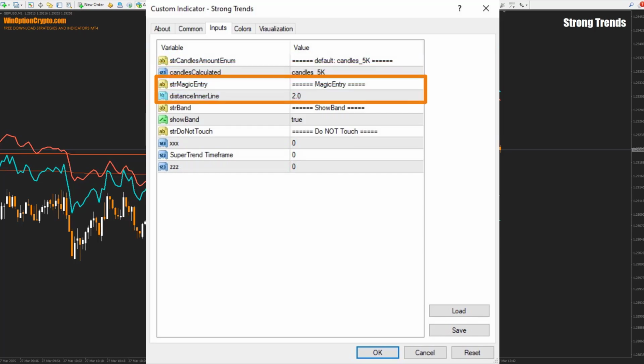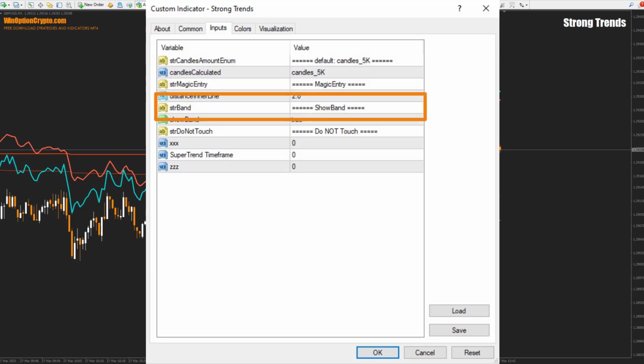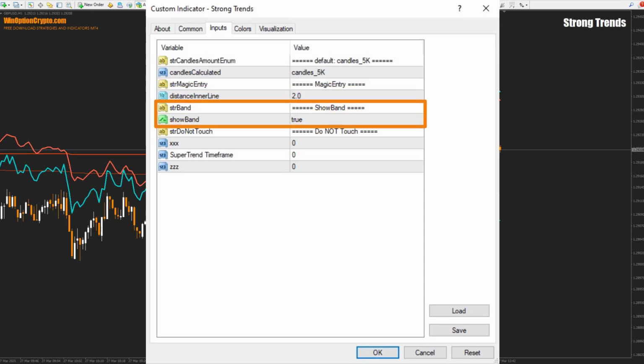The next parameter, Magic Entry, with the variable distanceInnerLine, sets the distance between the lines, the rebound from which forms the entry point. This value is expressed in multiples of the ATR. ShowBand is a logical variable. If you assign the value true, a black line will appear on the chart, which is usually not used, but is used for backtesting.